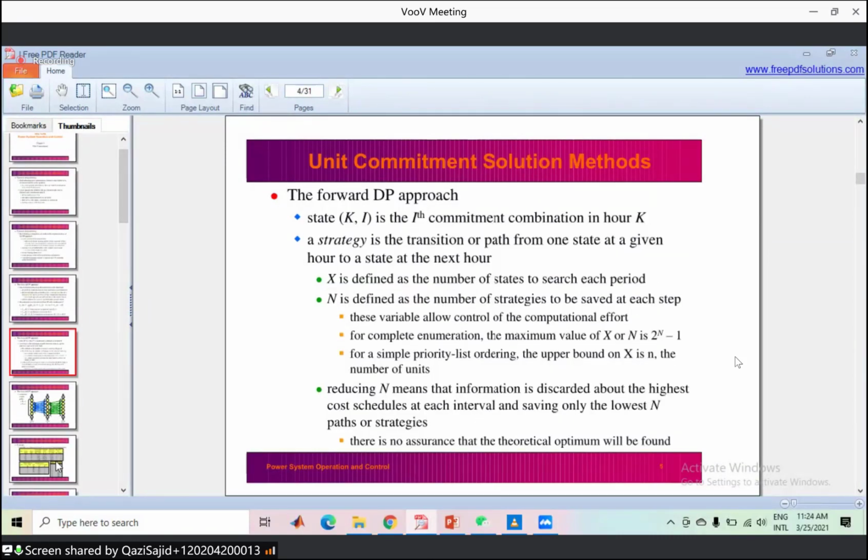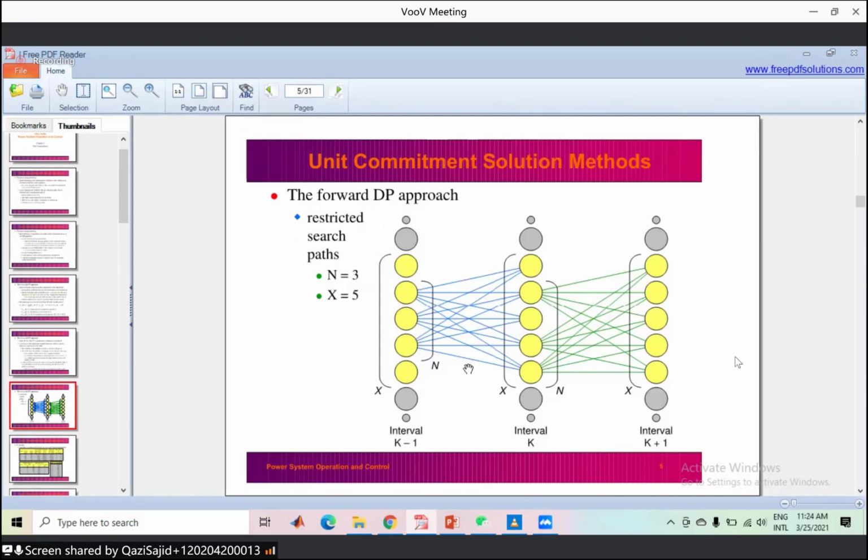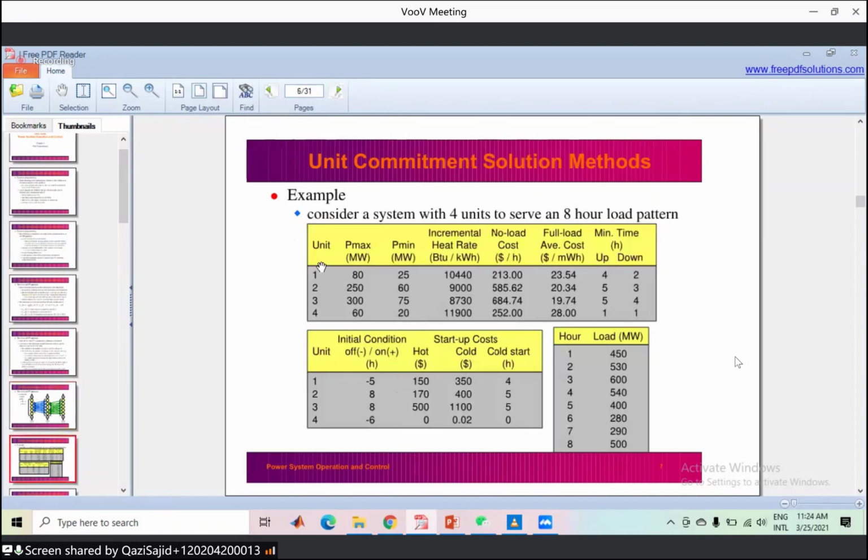So let's come to our problem that is given in this figure. Consider a system with 4 units to serve an 8-hour load pattern. So we have 4 units and a total of 8 hours.